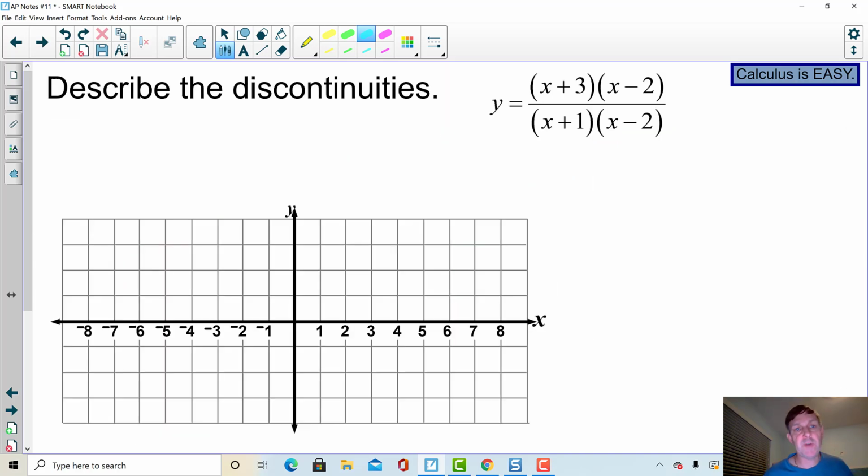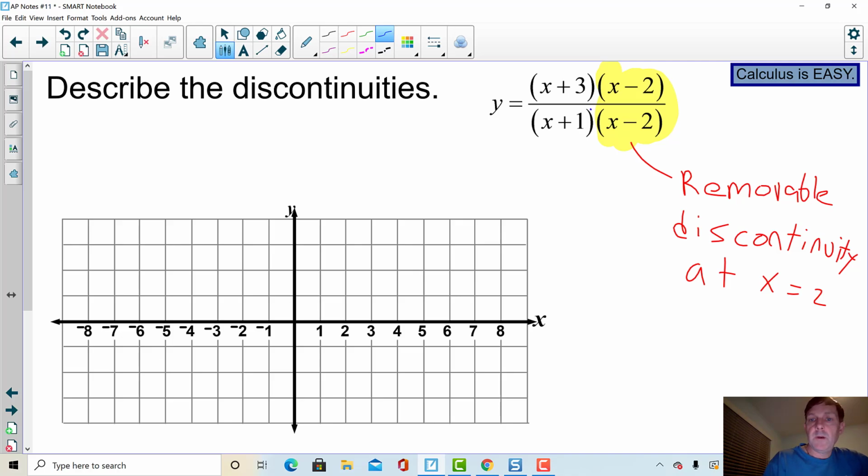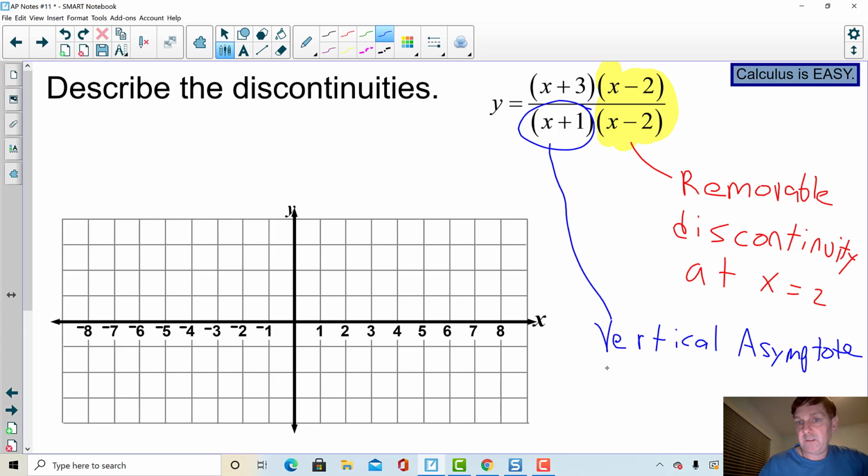Now here we have to describe the type of discontinuities that we see. There's going to be a hole here. A hole is a removable discontinuity. And this is going to give us a vertical asymptote at x equals -1. So that's going to be an essential discontinuity.